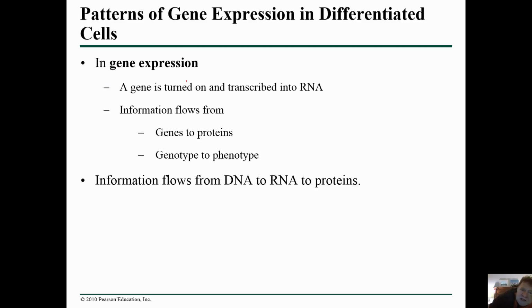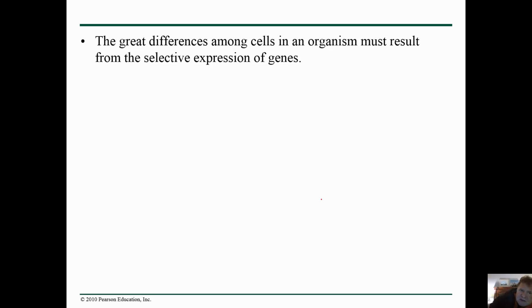In gene expression, a gene is turned on and transcribed into RNA and then goes into proteins. We remember something that we call the central dogma, where genes get turned into proteins and your genotype gets turned into a phenotype. Information flows, for the most part, from DNA to RNA to proteins. There are some exceptions, but that's the big one.